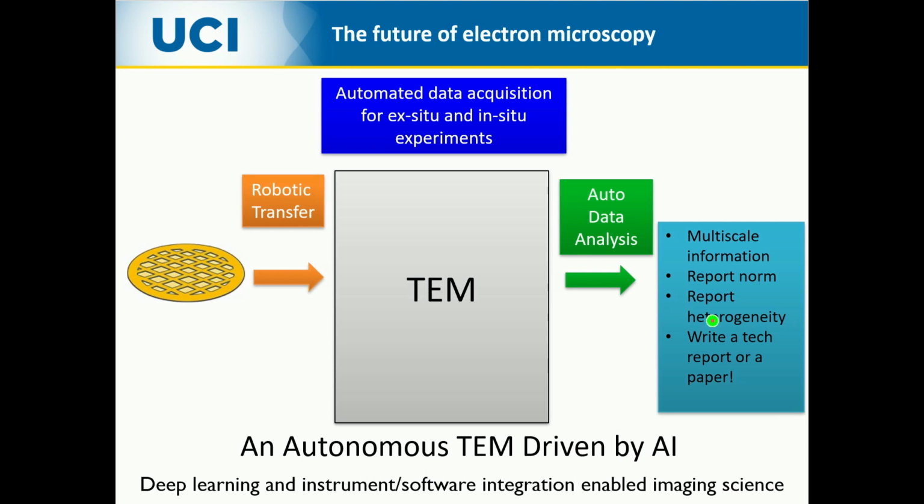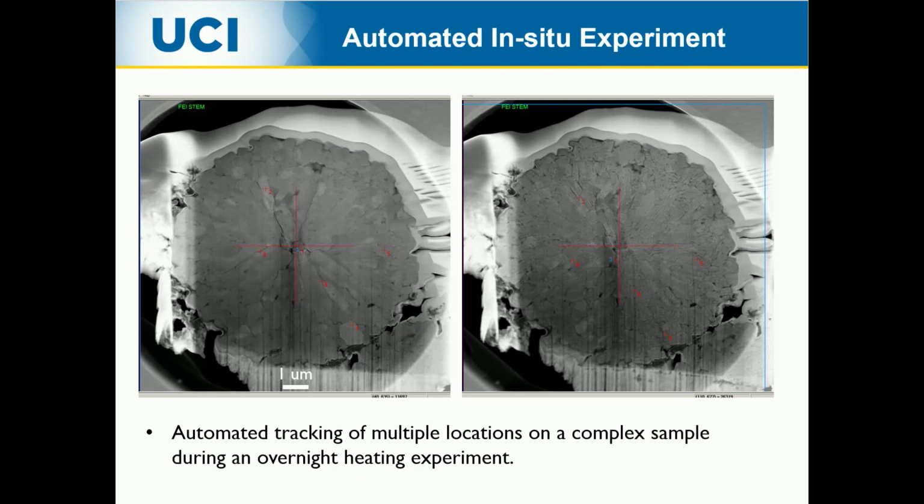This is really what we're criticized for, right? Cherry picking. So this is basically autonomous TEM driven by artificial intelligence. This is going to happen in 15, 25 years if we all work together to make it happen, not just relying on the 3 microscope manufacturers.